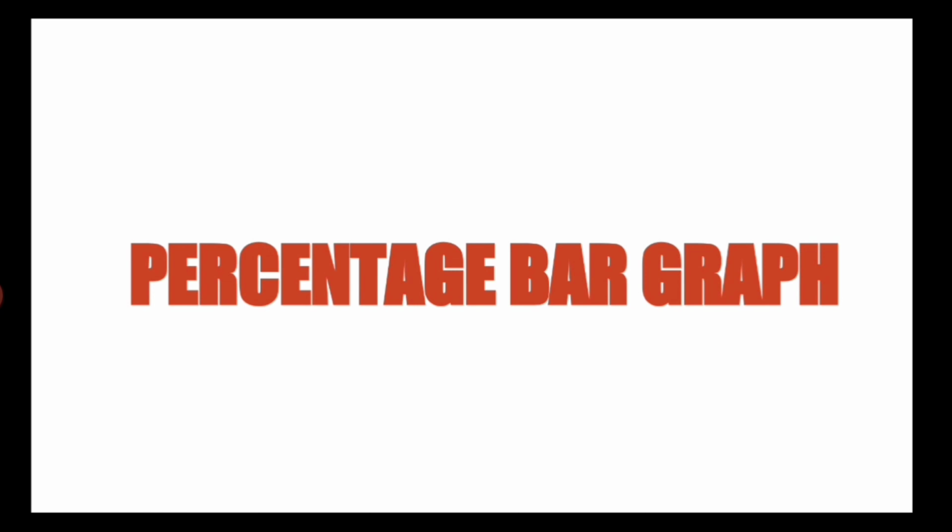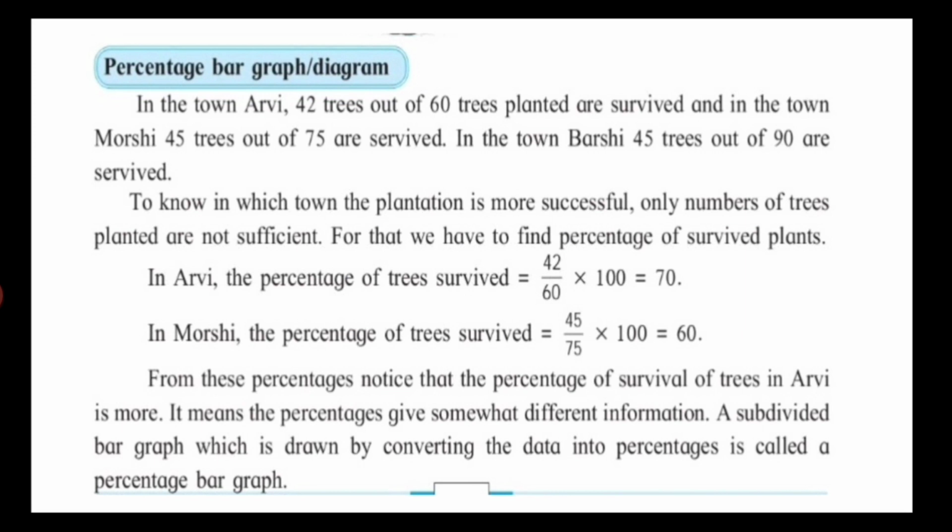For that we have to see this paragraph which is given in our textbook, percentage bar graph or percentage bar diagram. One example is given there. In the town Arvi, 42 trees out of 60 trees planted survived, and in the town Morshi, 45 trees out of 75 survived. In the town Barshi, 45 trees out of 90 survived. So three towns are given.